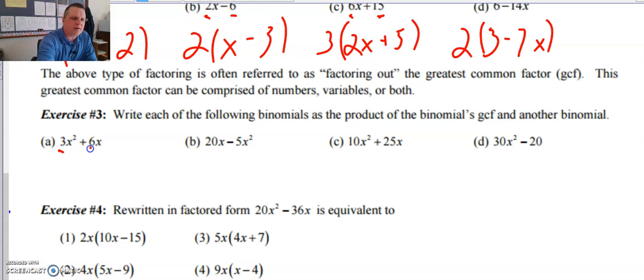So first we look at the leading coefficients. So we have a 3 and a 6. We could take out a 3. Then you look at the x's. I have 2 here, I have 1 here. The maximum amount I can take out is 1. So I have a 3x.